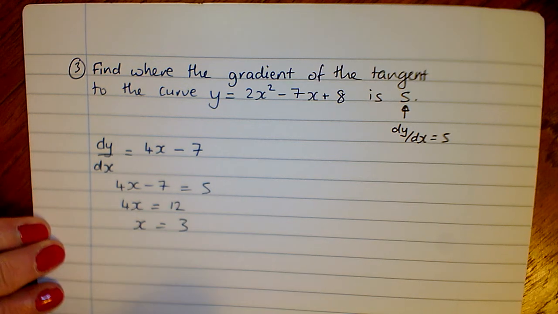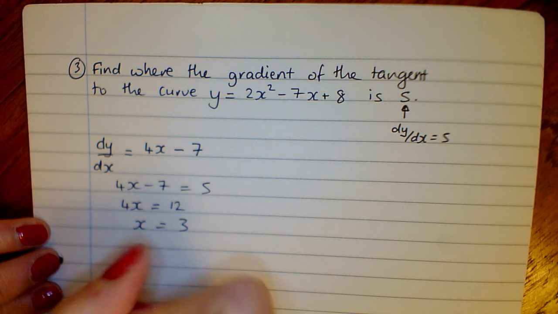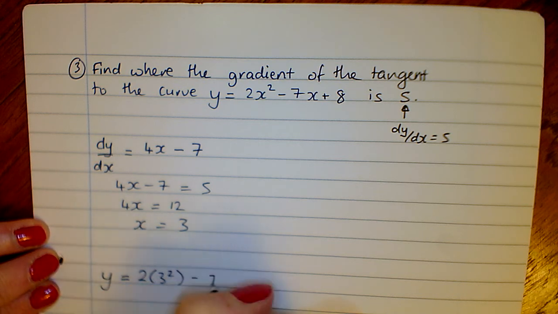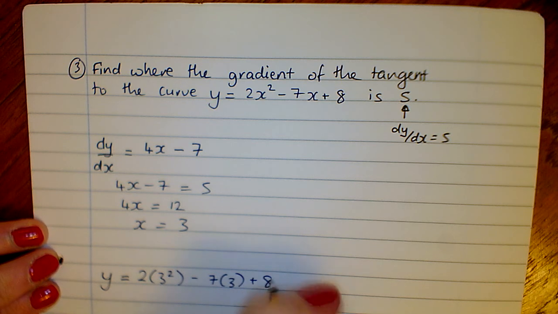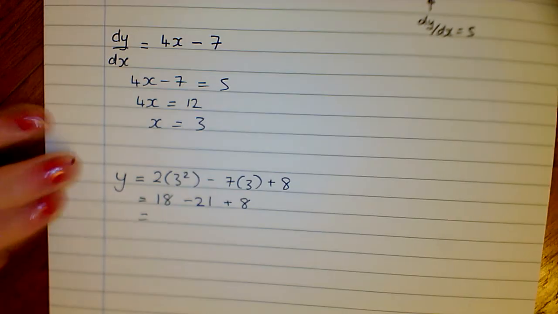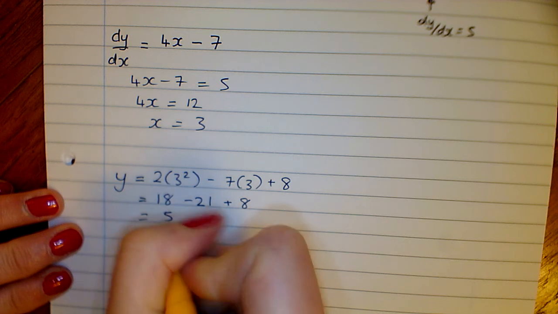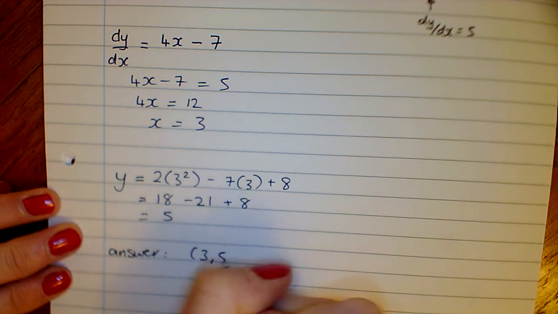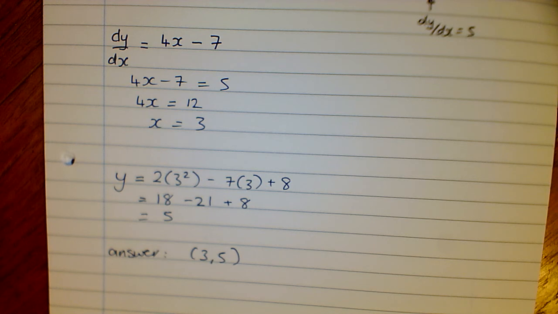Now obviously we want to find the point, so we need to find the coordinates. So y equals 2 times 3 squared minus 7 times 3 plus 8. So that's 18, take away 21 plus 8, and we get that the y value is 5. So our answer, coordinates 3, 5.